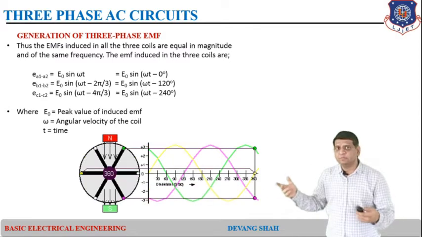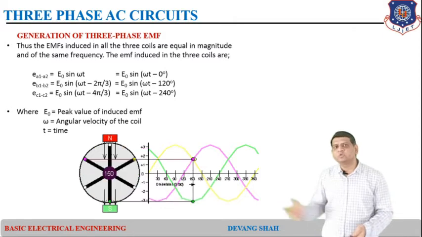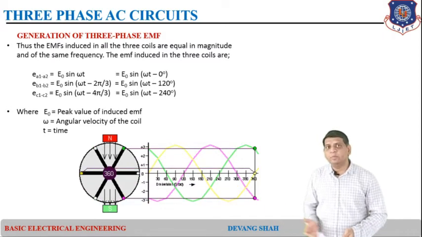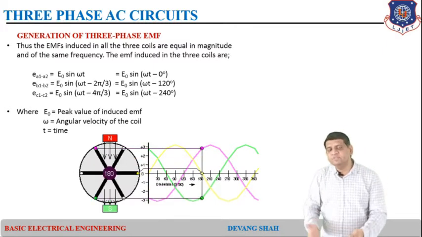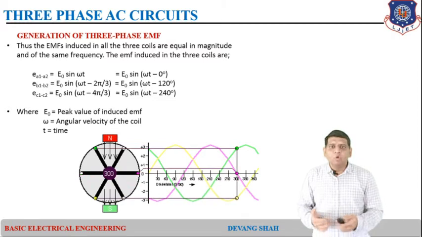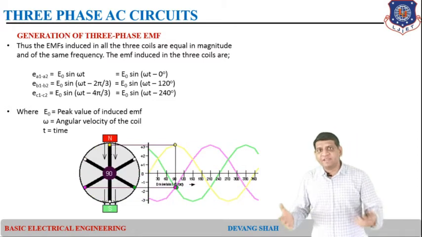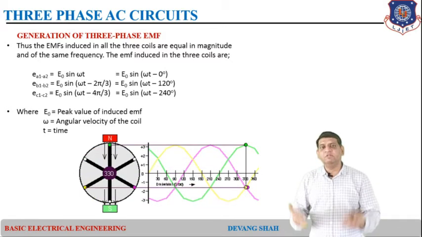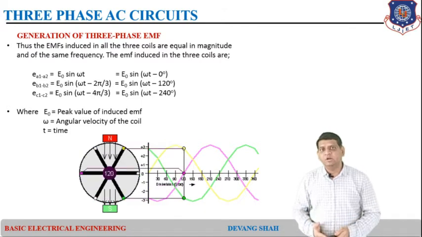So the vector number 3, which is conductor 3, C1 and C2. So E of C1 and C2 is equal to E0 sine omega t minus 4 pi divided by 3. In another sense, this is E0 into sine omega t minus 240, right? So here these three vectors are moving in an anti-clockwise direction with a phase difference of exactly 120 degrees with each other, right?